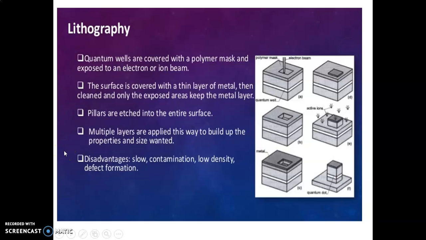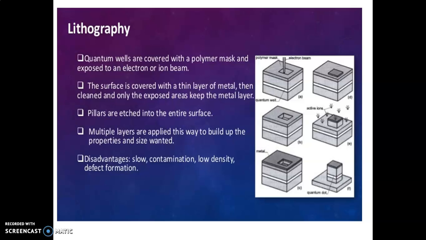Good morning, students. In this video we are going to continue the fourth unit. In that fourth unit we already saw the quantum dots. Now we are going to see the various manufacturing processes of the quantum dots. First of all we are going to see lithography. Lithography is one of the techniques to manufacture quantum dots.